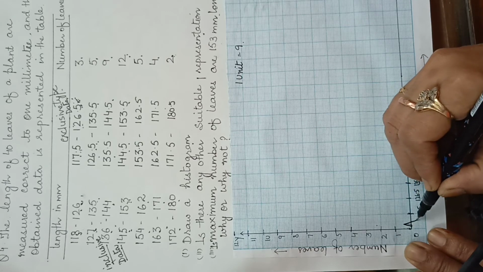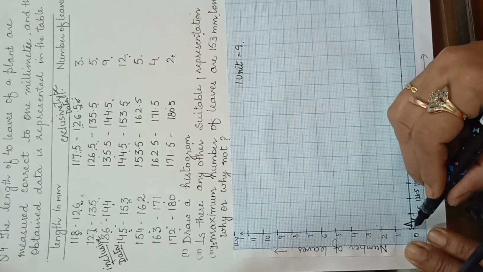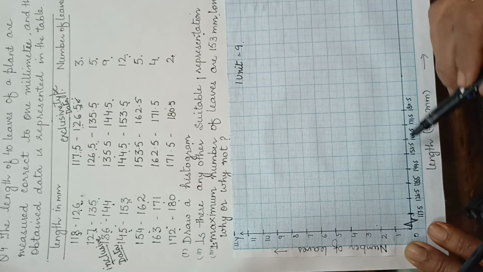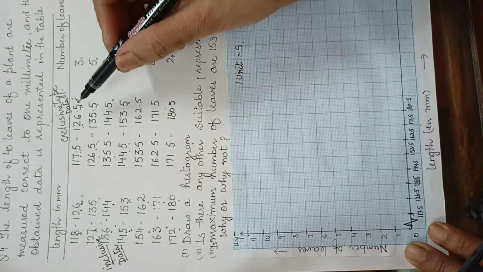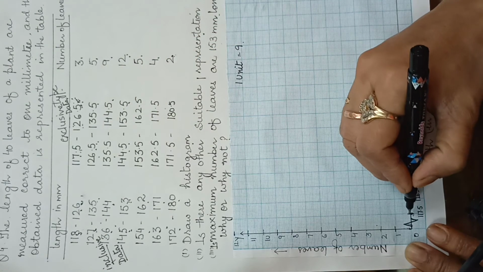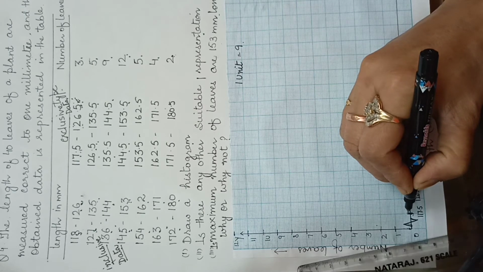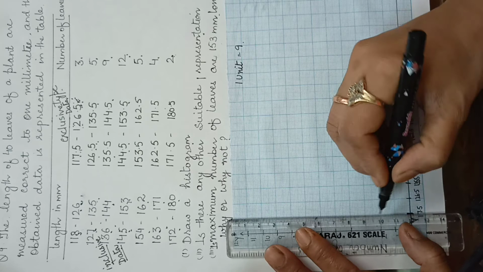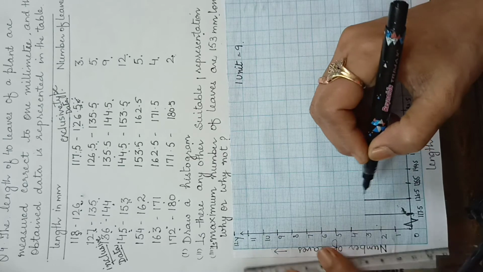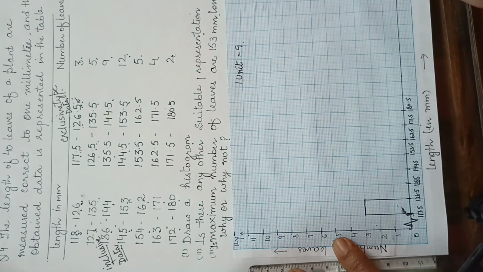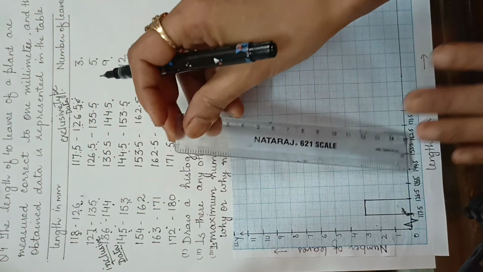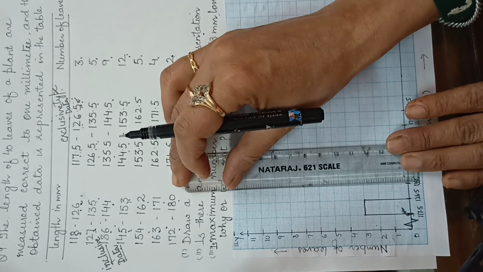So we are showing here a kink. Kink means this interval is not 9. This is taken as 117.5. After this, 1 unit is taken as 9. Now children, 117.5 to 126.5, this is 3. So we are taking here 3 units. Then 126.5 to 135.5, this is 5. So we are taking from here, this is 5.